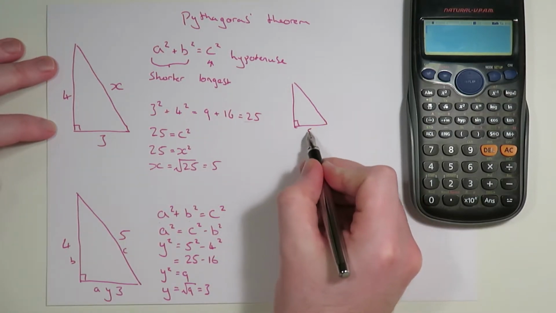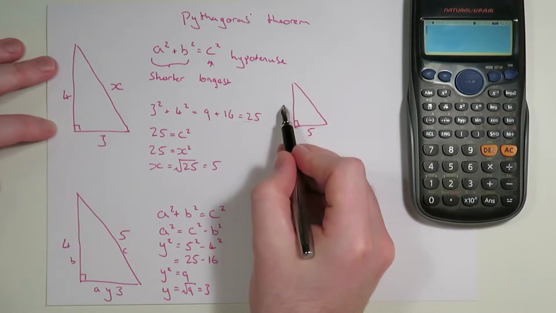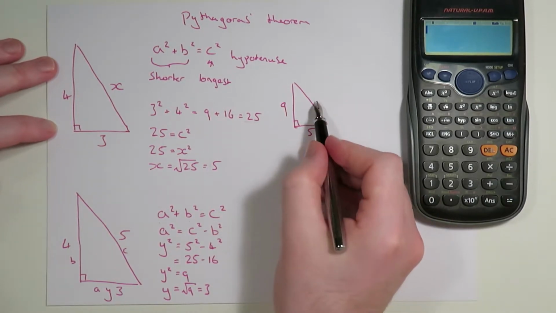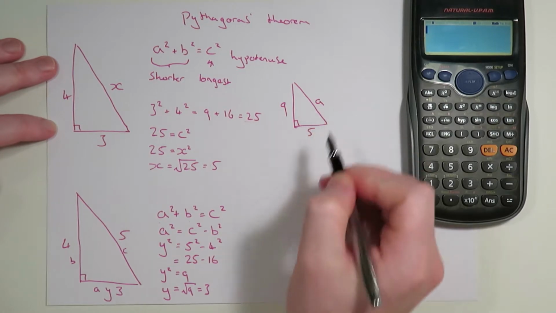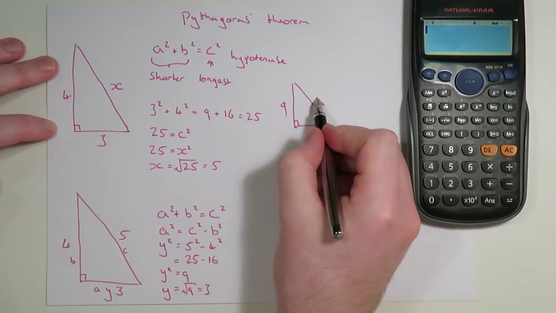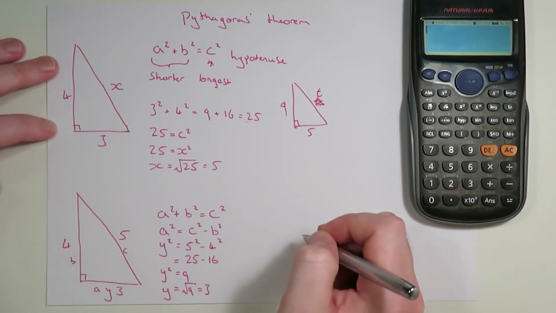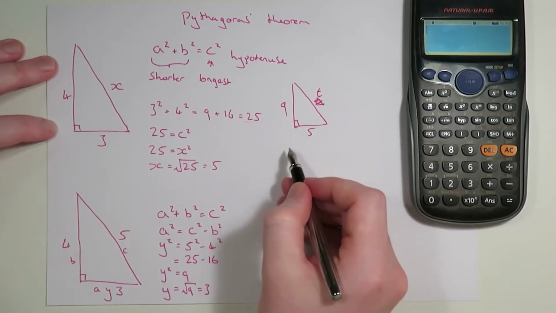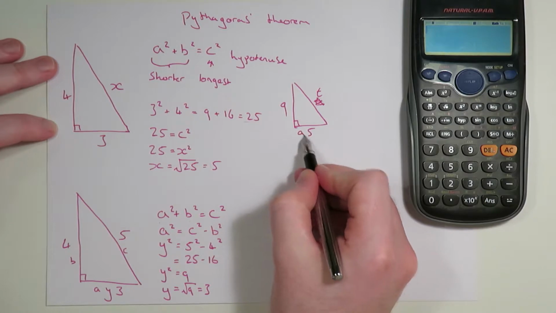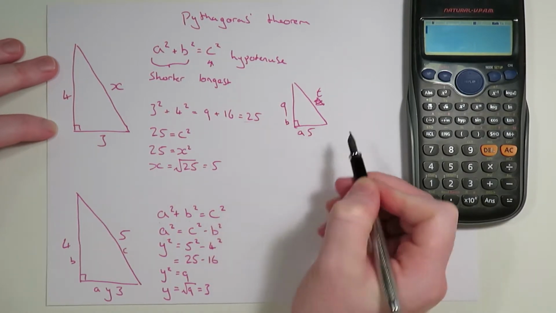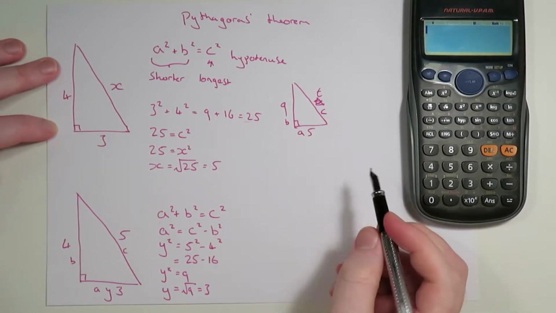So if we had this length here was 5 and this length here was say 9, what would this length be then? What would a be then? Or I won't use a actually, because a is used in these other things. Let's call that t. So here, this is one of the short lengths, that's the other short length, and that's the hypotenuse, the longest length.